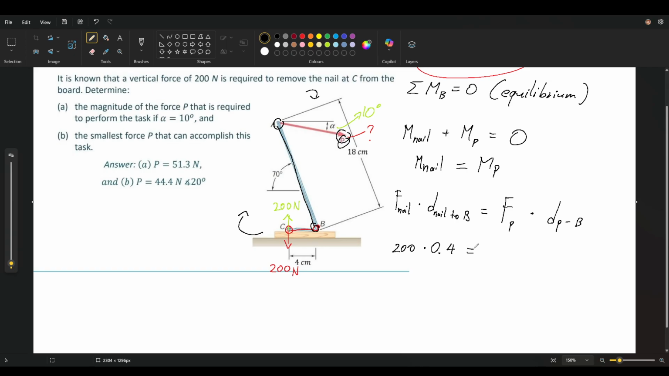Now force P is very, very weird. Okay? Why do I say so? Remember, my force and distance have to be perpendicular to each other. In this case, is P perpendicular to point A? No.